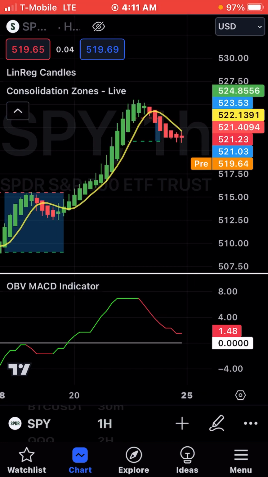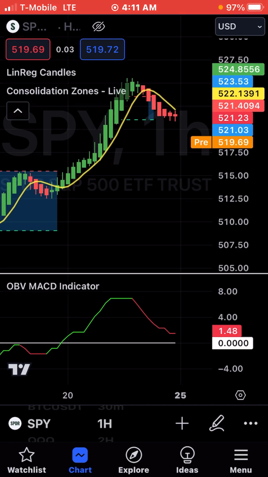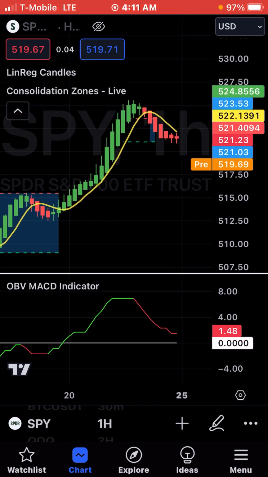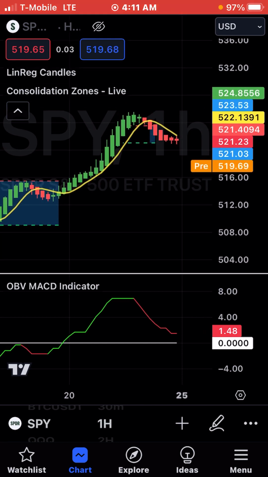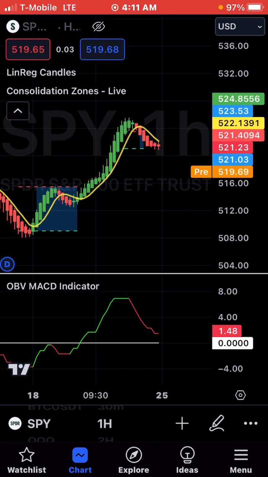I have mine yellow. So basically, you want to hide your regular candles and show your linear regression candles. And I find that this helps a lot too: to have the consolidation zone on here. This outlines moments where something's consolidating, and it's recommended not to do any trading when something is consolidating. So then I have my OBV MACD indicator here.